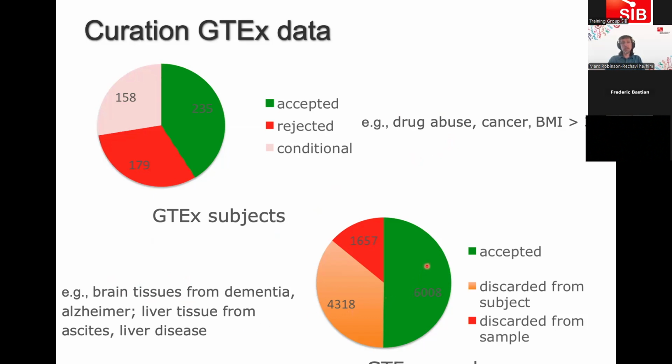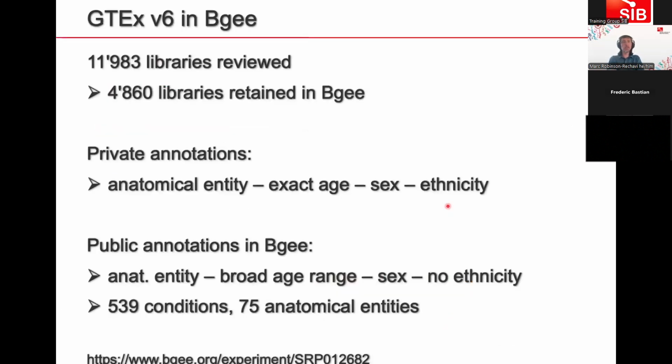So in the end, we kept only half of all samples from GTEx, and for another proportion, quite large, we kept no sample from individuals who died, for example, of drug abuse or cancer, and for another fifth, we discarded some samples but kept other samples from the individual. So this shows the importance of curation. We reviewed 12,000 libraries. Our curators read all the pathology reports, and we kept about half.